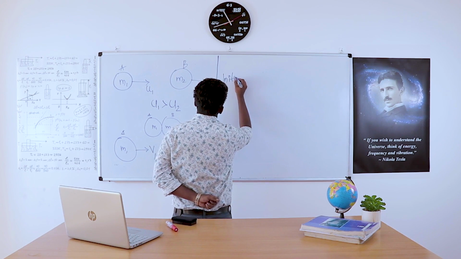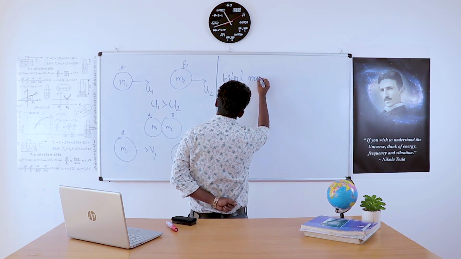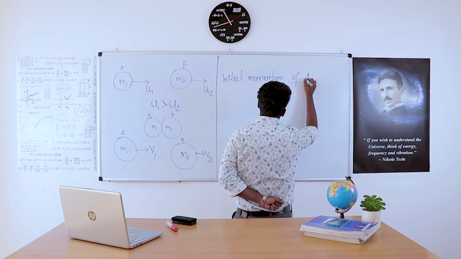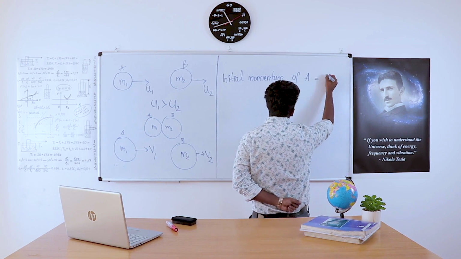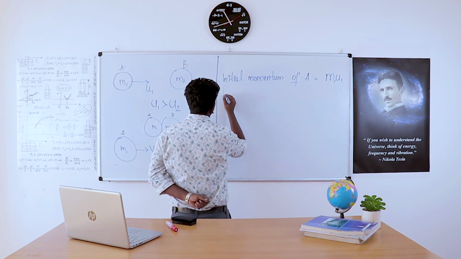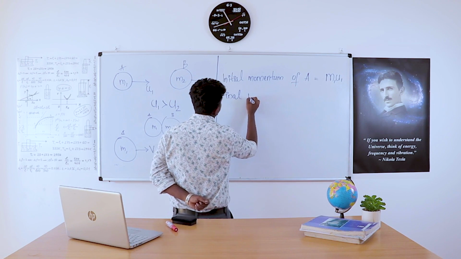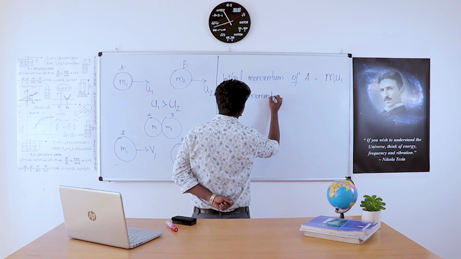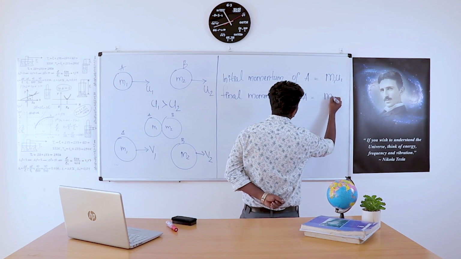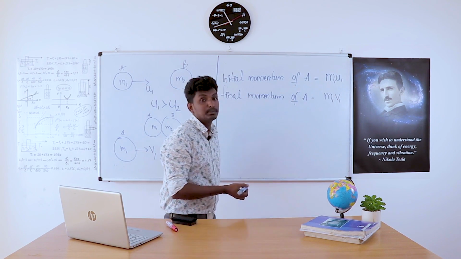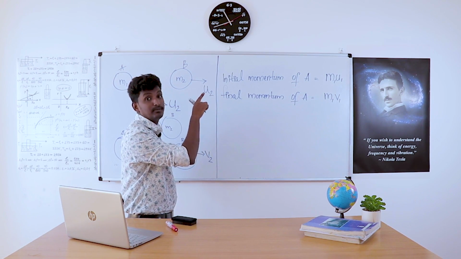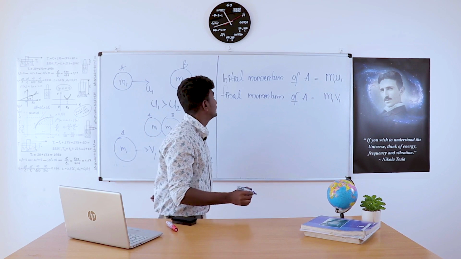Initial momentum of A is equal to m1 u1. Then final momentum of A is m1 v1. You already know that momentum is the product of mass and velocity. Therefore, the initial momentum is m1 u1 and the final momentum is m1 v1.